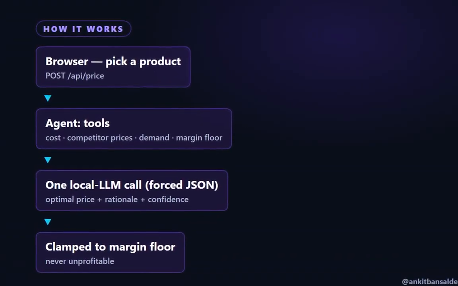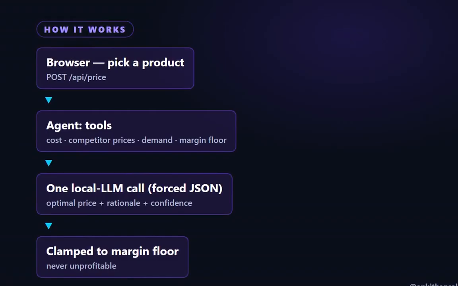The browser sends a product to an Express agent. It pulls the cost, competitor prices, and demand, applies a margin floor, then one local LLM call recommends the optimal price with a rationale. The price is clamped to the floor, so it's never unprofitable.